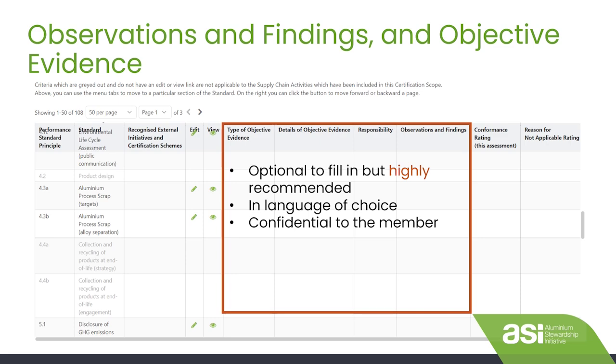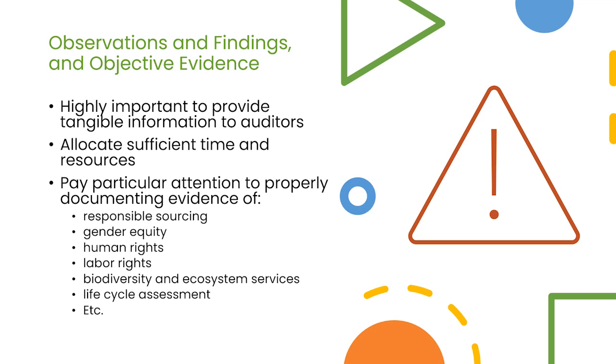Do note that it is highly important to provide tangible information to auditors, supported with attached evidence. Lack of information leads to an ill-defined audit plan, and thus significant work is required post-audit to inform the conformance evaluations, even potentially a second on-site audit. Members should thus allocate sufficient time and resources to their self-assessment. Pay particular attention to properly document evidence for criteria related to responsible sourcing, gender equity, human rights, labor rights, biodiversity and ecosystem services, and life cycle assessment.